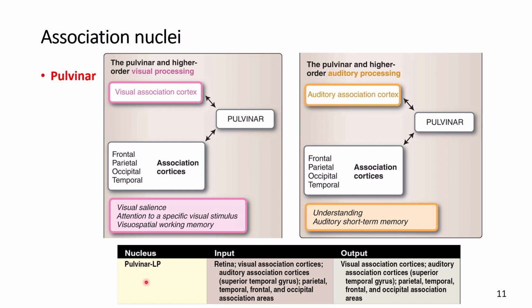You can see that the pulvinar here is connected to the different association areas. The output is also the same. The input and output are almost the same, except the retina, which is just an input. But for the brain itself, for the different parts of the brain, the association areas, the input and output are the same. So this is the same as this area, where you can see that the association areas have bilateral communication with the pulvinar. And then the pulvinar has a specific communication with the auditory and visual association cortices.